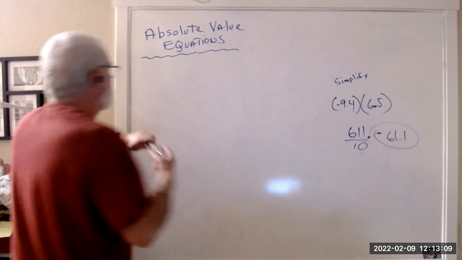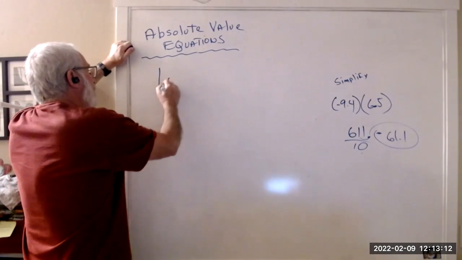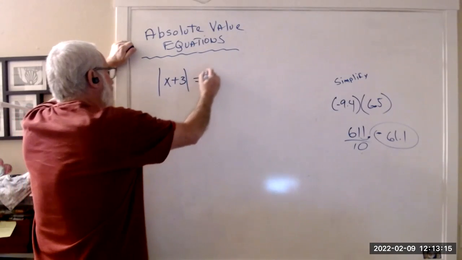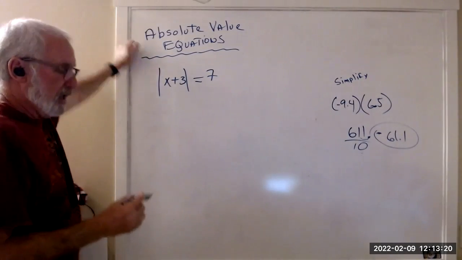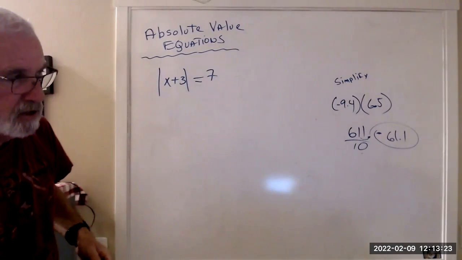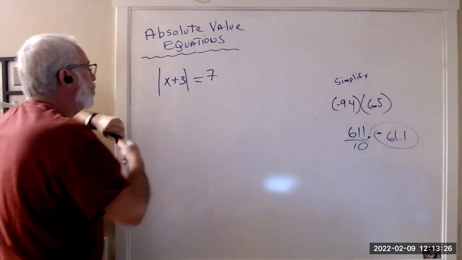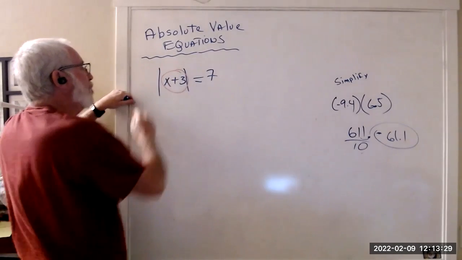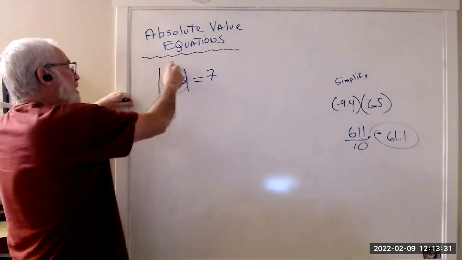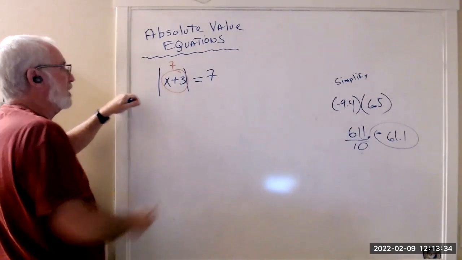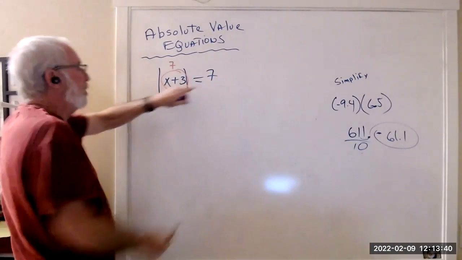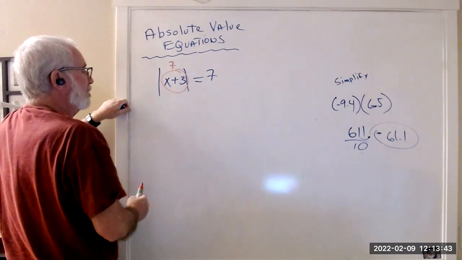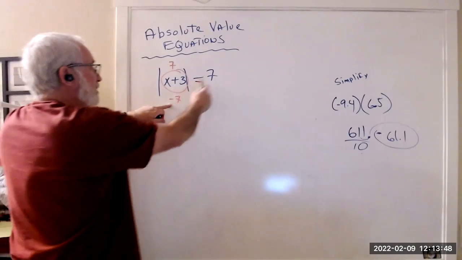So let me do a simple problem here. Absolute value x plus 3 equals 7. If the answer is 7, then what could this quantity be worth? It could have been a 7, because the absolute value of 7 is 7. But what else could this quantity have been worth? -7, because we know the absolute value of -7 is 7.